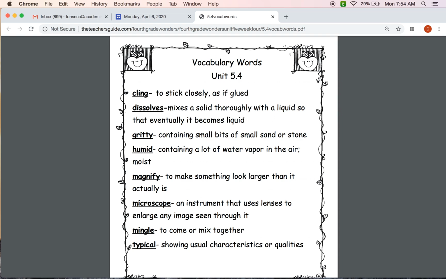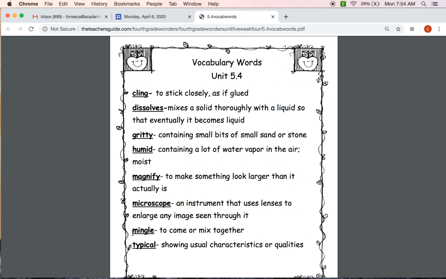Okay, so that is our next word. Microscope. A microscope is an instrument that uses lenses to enlarge any image seen through it. So, those of us that wear glasses, they're kind of like little microscopes, right? Because they use those lenses to make something bigger so we can see it. But you guys have seen the normal microscope, with the scientist looking through the little lens at a bacteria or something that's really, really small to make it look really big. So that's a microscope.